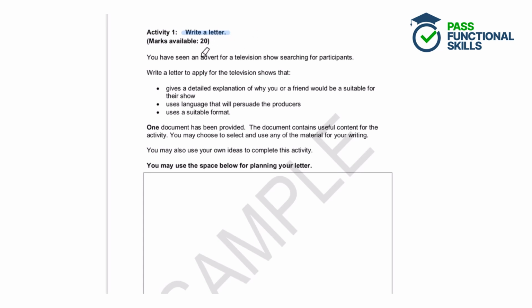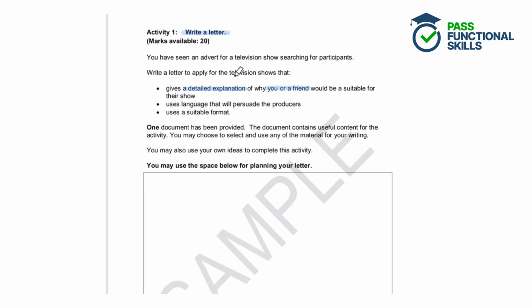So we have seen an advert. We're not writing an advert, we're writing a letter. That is our text type. And we need to give a detailed explanation. So we need to give reasons why either ourselves or a friend would be suitable for the show.